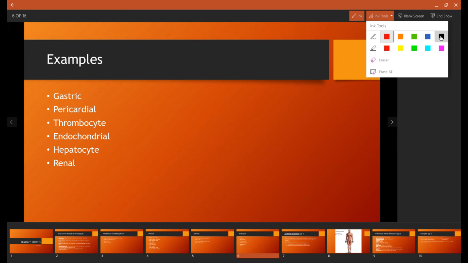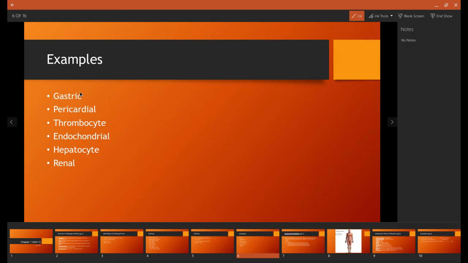Now, breaking down this first one here, gastric. So that will be our split. Gaster is going to be our word root, which means stomach. Ick is going to be our suffix, meaning pertaining to. So put together, this entire word means pertaining to the stomach.